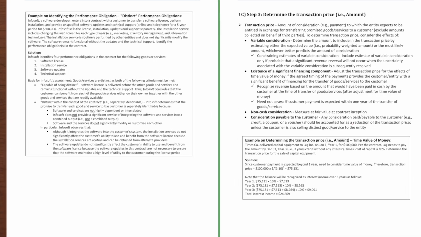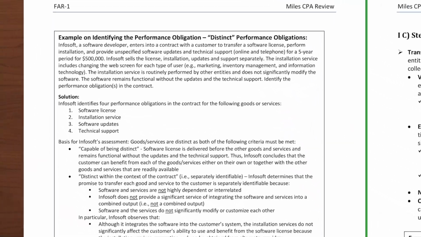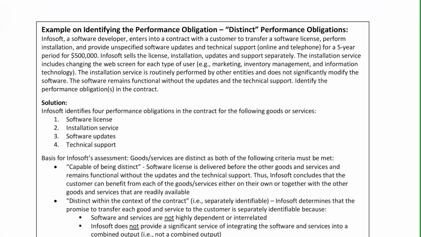Turn to page 56. We'll be looking at another example. And here we have Infosoft, a software developer who enters into a contract with a customer to transfer a software license, perform installation, and provide unspecified software updates and technical support online and telephone for a 5-year period for $500,000.